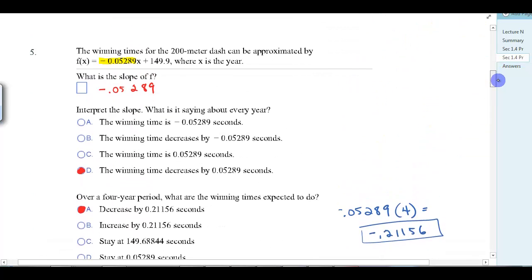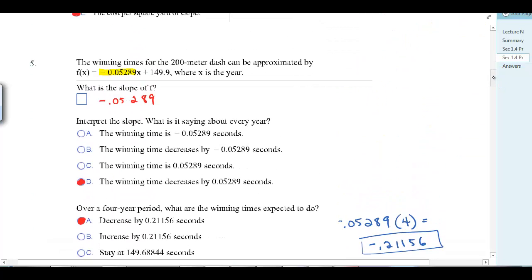All right, let's look at this number 5. The winning times for the 200-meter dash can be approximated by f of x equals this plus this, where x is the year. What is the slope of f? Well, you can pull that out of the equation because you know it's like mx plus b. So the slope is negative 0.05289. Now the question asks you to interpret the slope. What is it saying about every year?